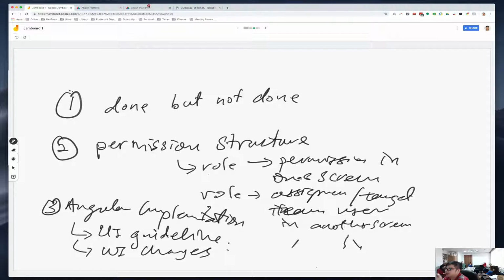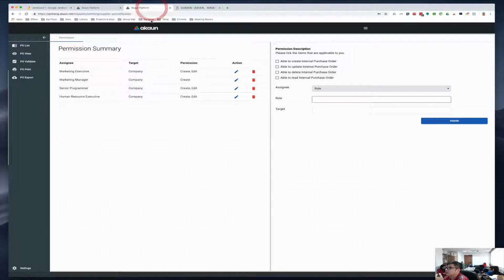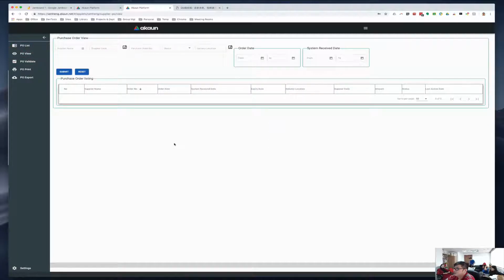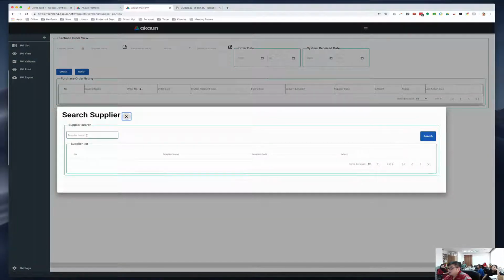Can you give me one example screen? Is it this one? Which one are you facing? Purchase order, for example, the supplier list. When you go to PO view, you can only see your own supplier, like Panasonic, you can only see Panasonic information. Panasonic supplier code is PSN001.